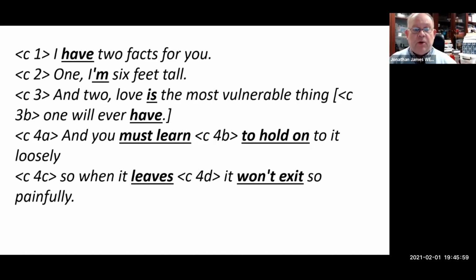If you find errors, I appreciate it. All right, let me go through. Now, this is to explain your first assignment. And I want you to do it like this, this is the model I'm providing to you. Again, clause one, I have two facts for you. It was a simple clause. Now, I've underlined here the verbs and so forth, because one of the ways that you can more easily identify what is a clause is to identify the verbs.